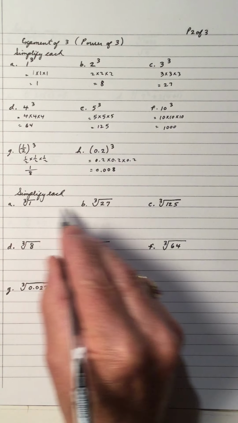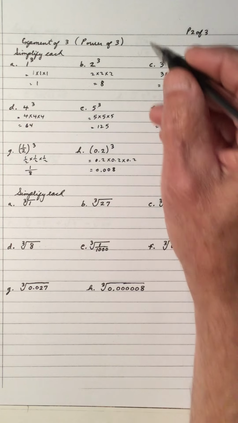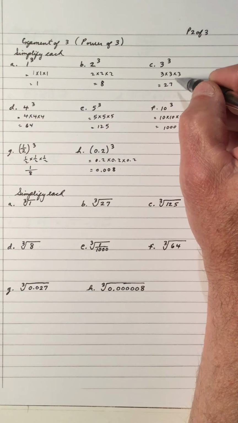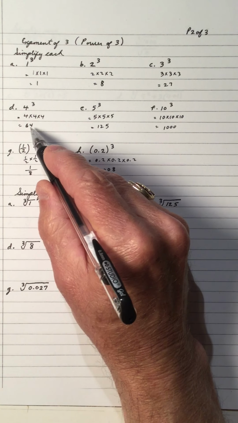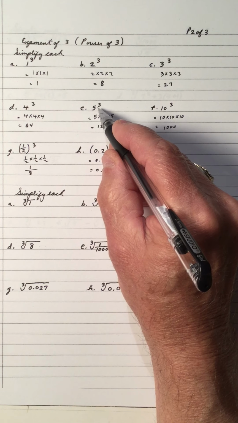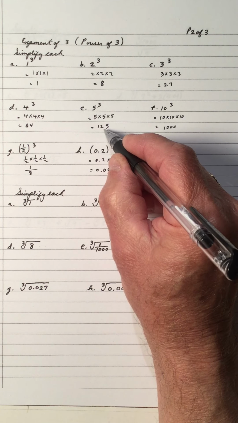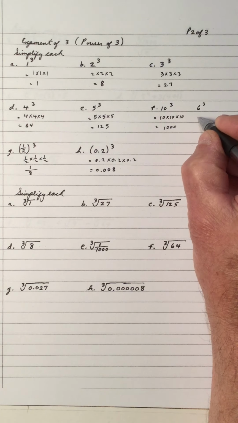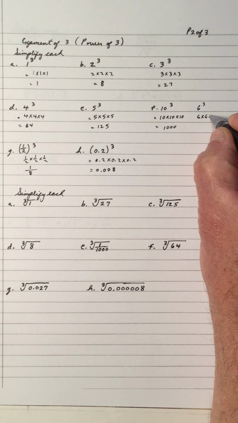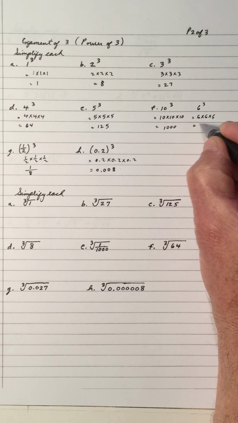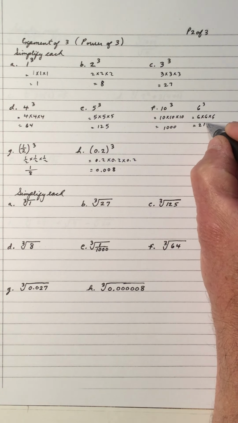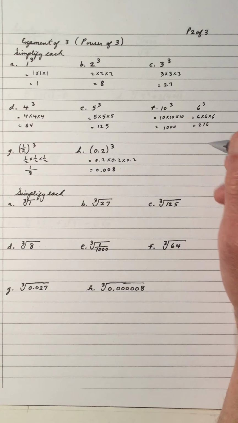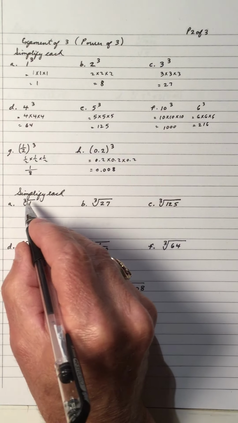And let's simplify each of these. You should learn the cubes or recognize the cubes: 8 is 2 cubed, 27 is 3 cubed, 64 is 4 cubed, 125 is 5 cubed, and again I could do 6 cubed, which is 6 times 6 times 6. So that's 36 times 6 is 216. But I only have so many.